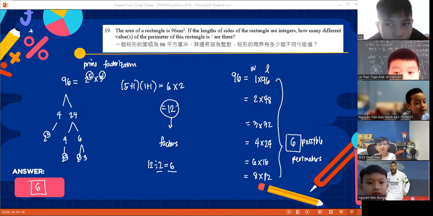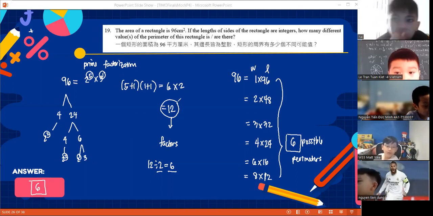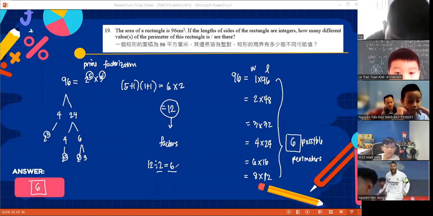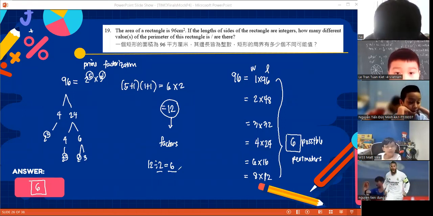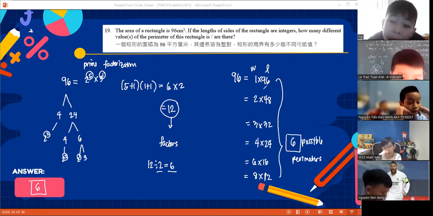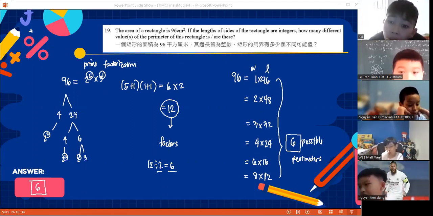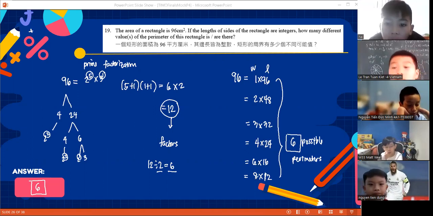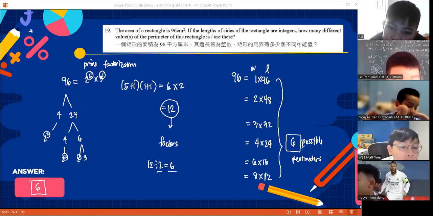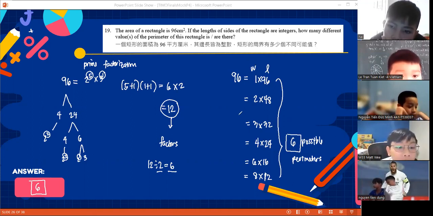Okay, again, get the number of factors and pair it so that you'll be able to have your length and width. Okay, so you have 12 divided by 2, you'll get 6. If you want the longer solution, you can get the factors of 96, which is this one. 1 times 96, 2 times 48, 3 times 32, 4 times 24, 6 times 16, and 8 times 12. Diba? It takes you a lot of time. And then that would be 6 possible perimeters still. So still the same answer, right?